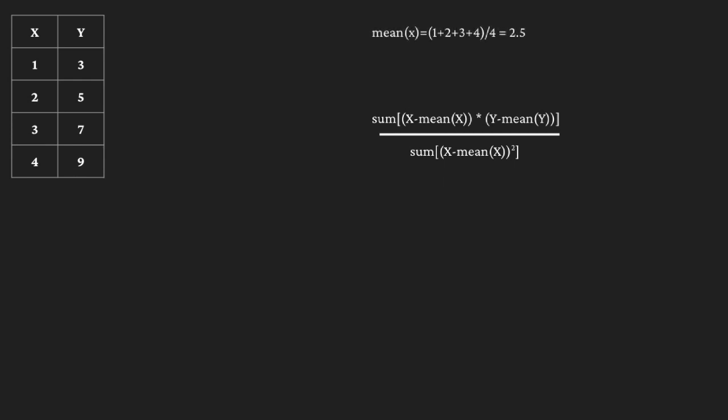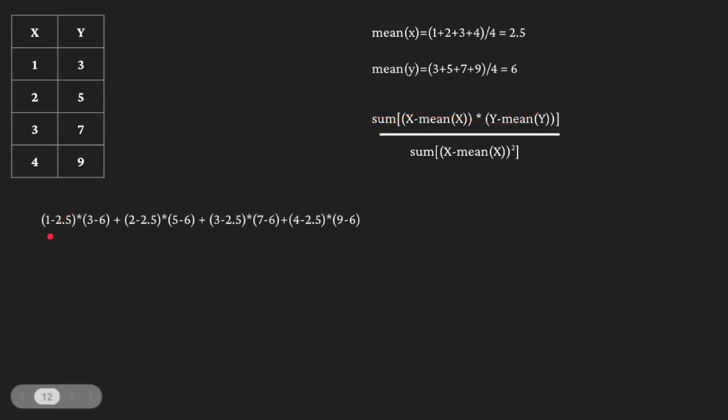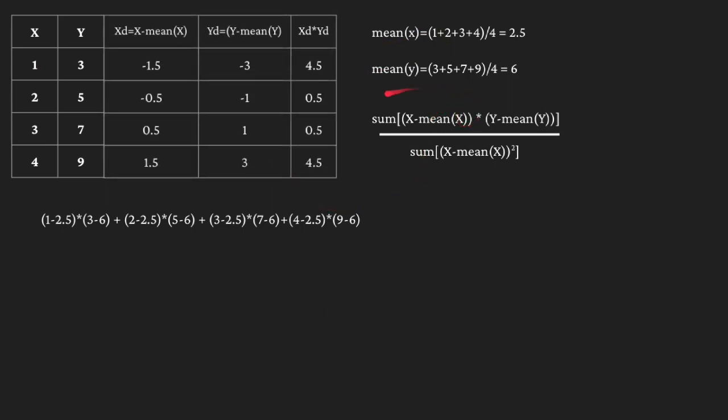So our mean x is going to be 2.5, right? Our mean y is going to be 6. So we are going to sum them: 1 minus 2.5, right, into 3 minus 6, plus and so on, and you will have the particular answer for your covariance, the sum. So it is going to be 10, right? Yes. Now what we did, look at here.